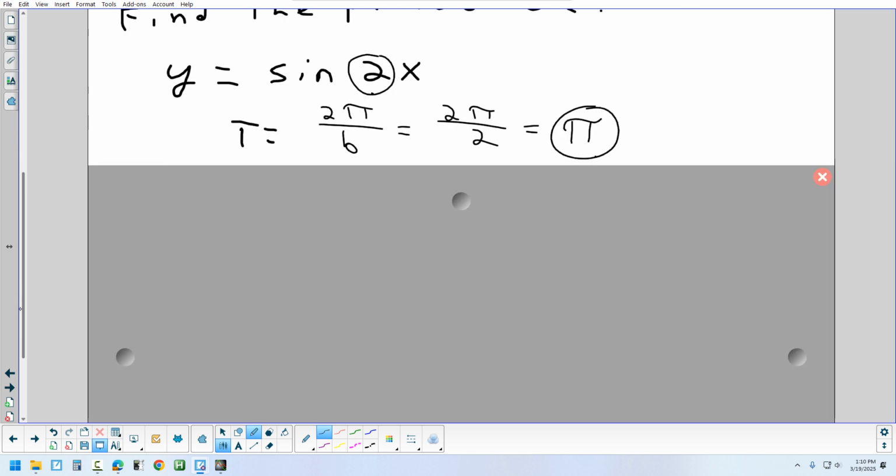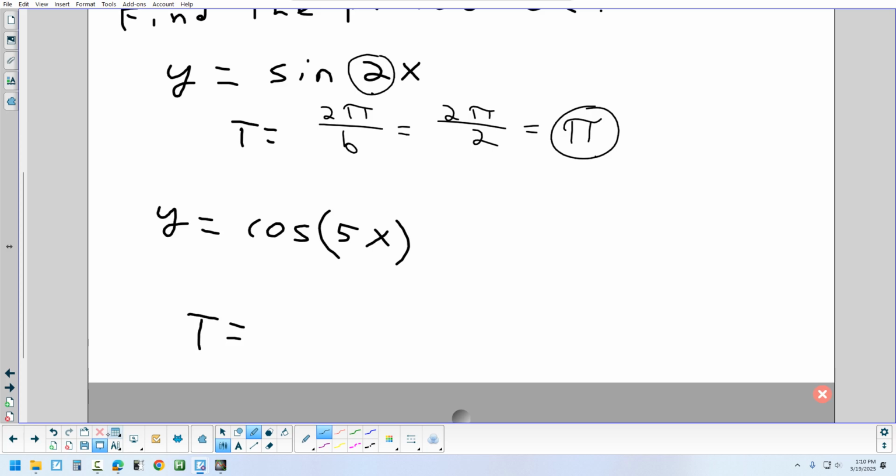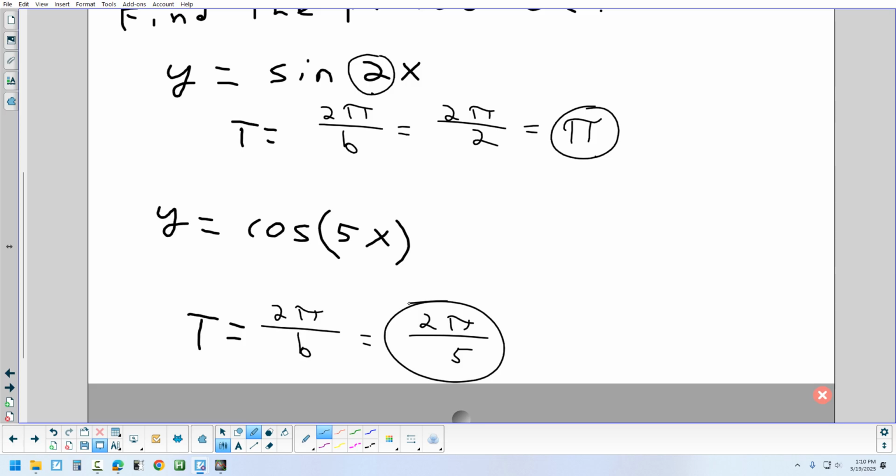Okay. How about this one? What's the formula that we use to find the period? T equals 2 pi over b. So you do 2 pi over b. You need to fill the b in. What's b in this case? 5. 5. So if we were to draw this one, this graph would be compressed 5 times as much.